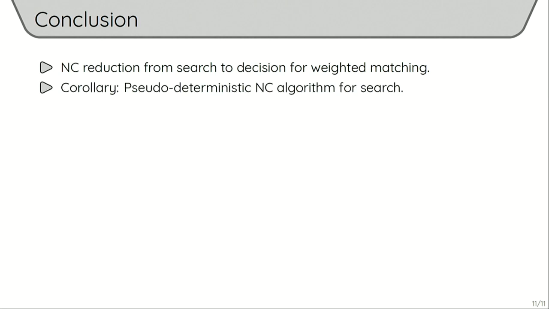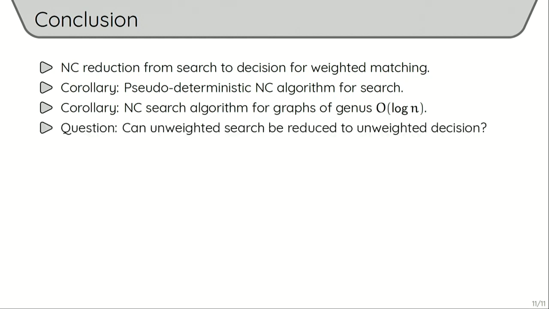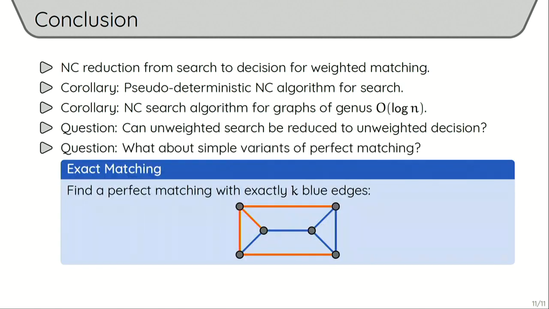So let me just conclude. What I showed you was an NC reduction from search to decision for weighted graphs. A corollary of this was a pseudo-deterministic search algorithm, and also an NC search algorithm for special families of graphs where you can count. So one obvious question is, can you make this reduction work for unweighted graphs? We don't know the answer to this.